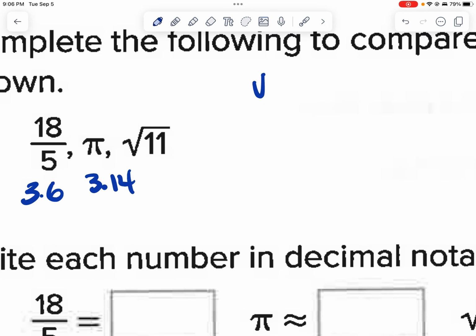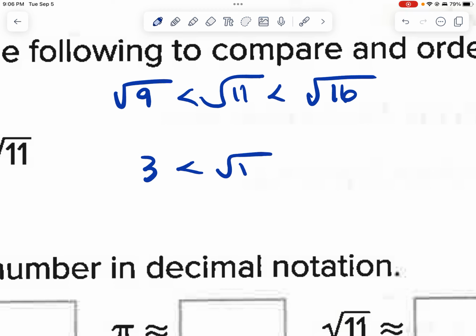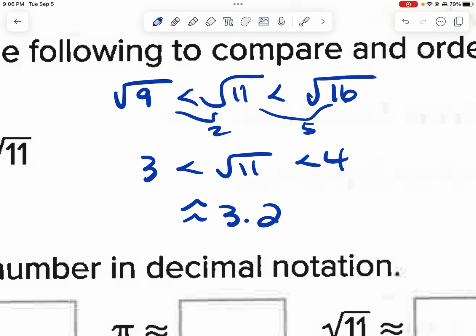And then the square root of 11 is between what two perfect squares? That's between 9 and 16. So it's between 3 and 4. This is 2 away. This is 5 away. So it's going to be closer to the 3. So I'm going to say approximately 3.2.